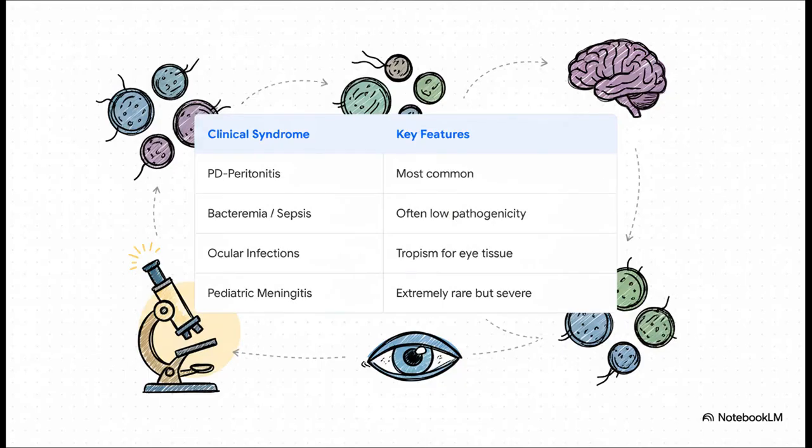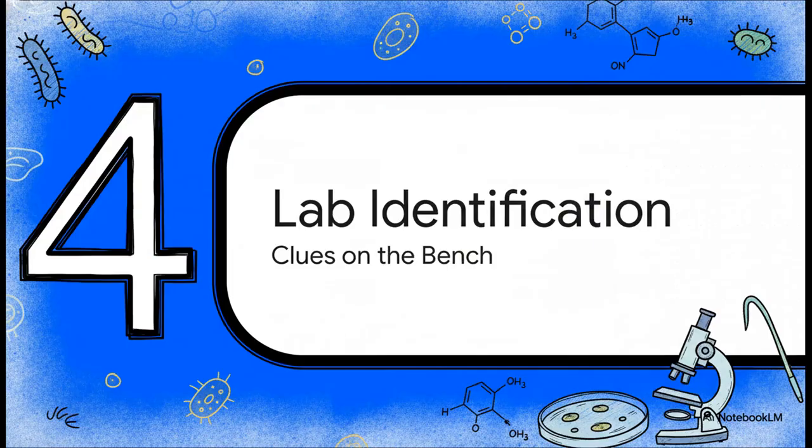And the types of infections it causes are pretty specific. The number one thing you'll see is peritonitis in patients on peritoneal dialysis. That's the most common by a long shot. It can also get into the bloodstream, causing bacteremia, but often without that full-blown septic shock you might expect. And then there's this weird thing it does. It seems to have a real liking for eye tissue, causing nasty cases of conjunctivitis and keratitis. And just to show how serious it can be, while it's super rare, it has been found causing devastating meningitis in fragile newborns.